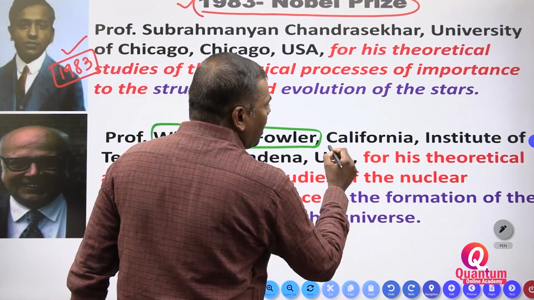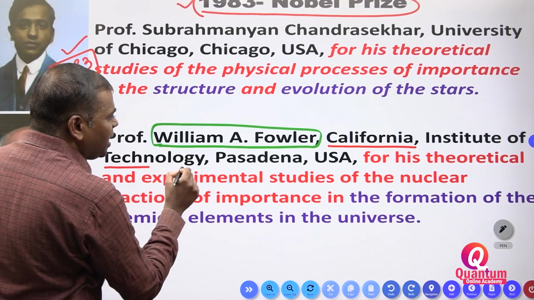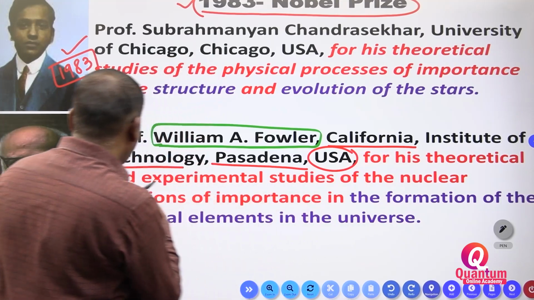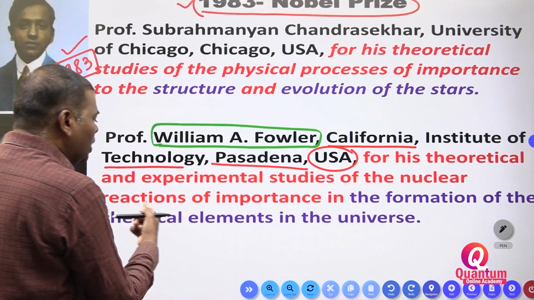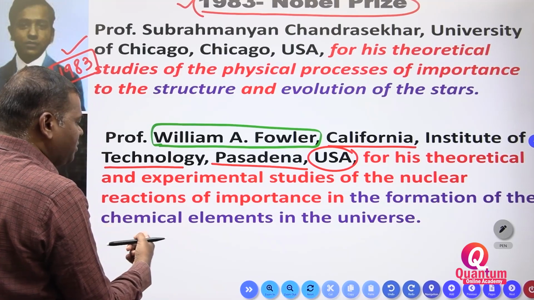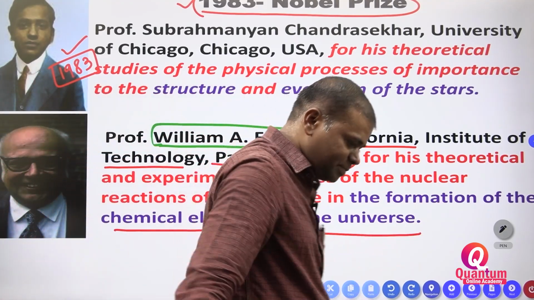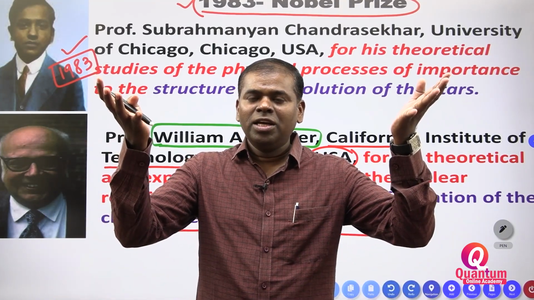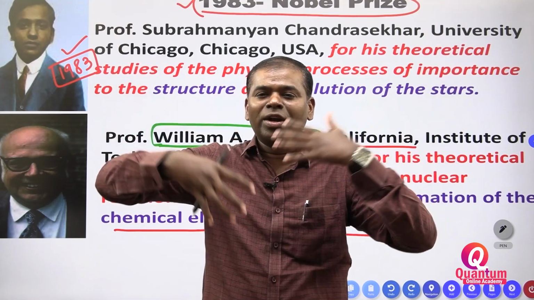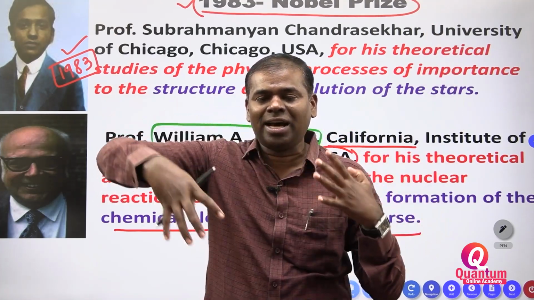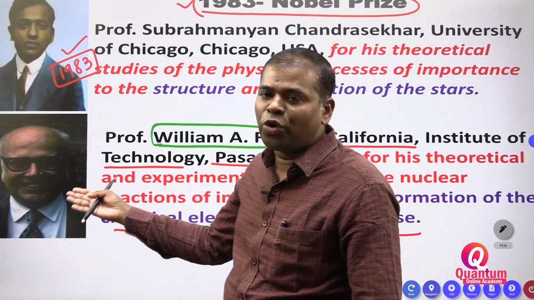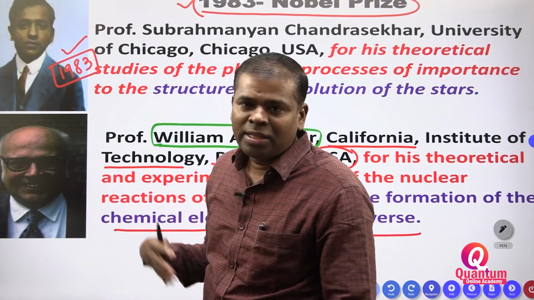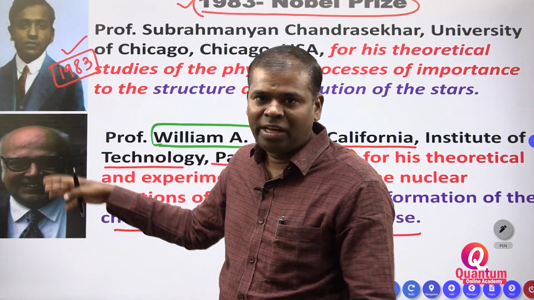Fowler is at the California Institute of Technology, Pasadena, USA. There he was recognized for his theoretical and experimental studies of nuclear reactions of importance in the formation of the chemical elements in the universe. How the sun is evolving, how it rises every day, which material helps, what nuclear reactions are going on around the sun. Those things are the same theory. So Subrahmanyan Chandrasekhar and W. Fowler, for the same theory, shared half each of the Nobel Prize.